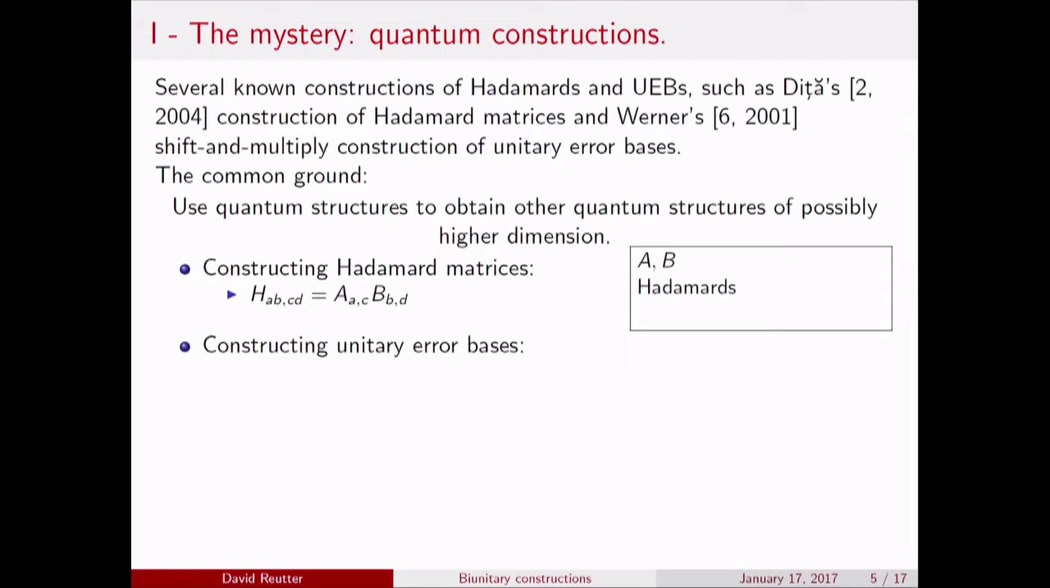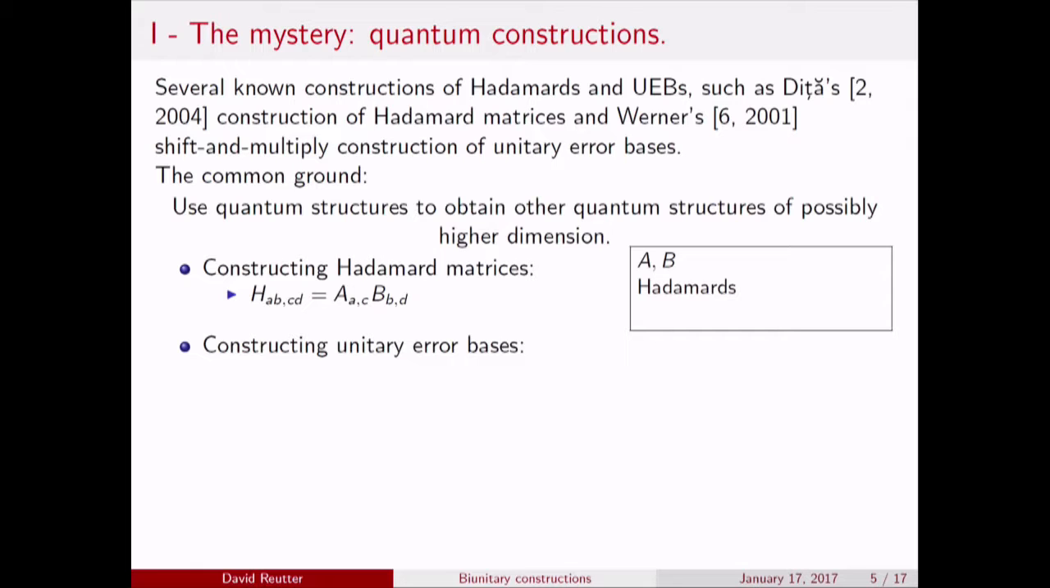Let's think about constructing Hadamard matrices. We can take, for example, two Hadamard matrices A and B, and just take the tensor product. The index expression is written here. The resulting thing is again a Hadamard matrix. You can pretty much see that every entry has modulus 1, and you can easily check that the corresponding matrix is unitary. So that's all simple and clear.